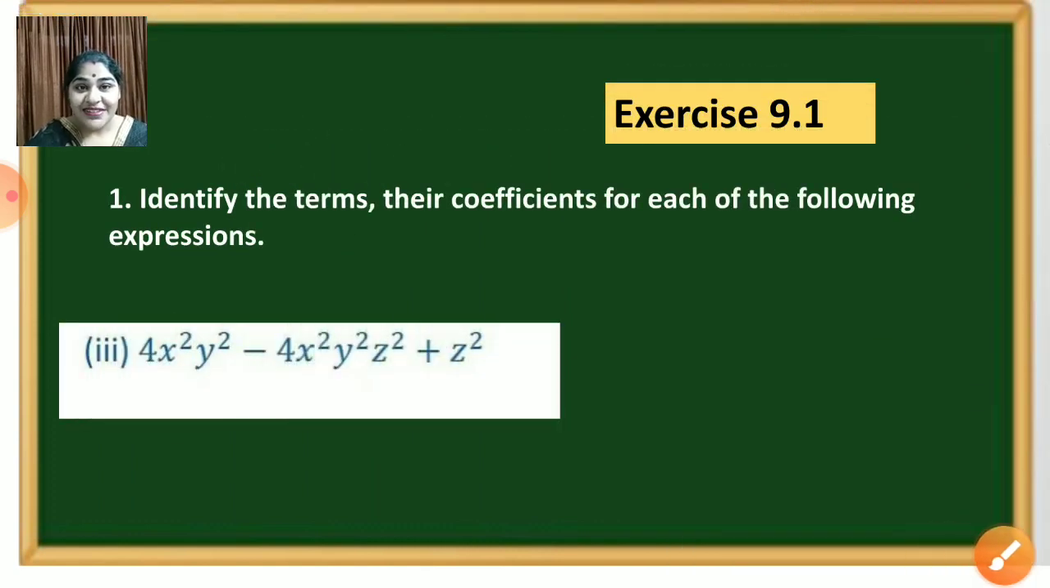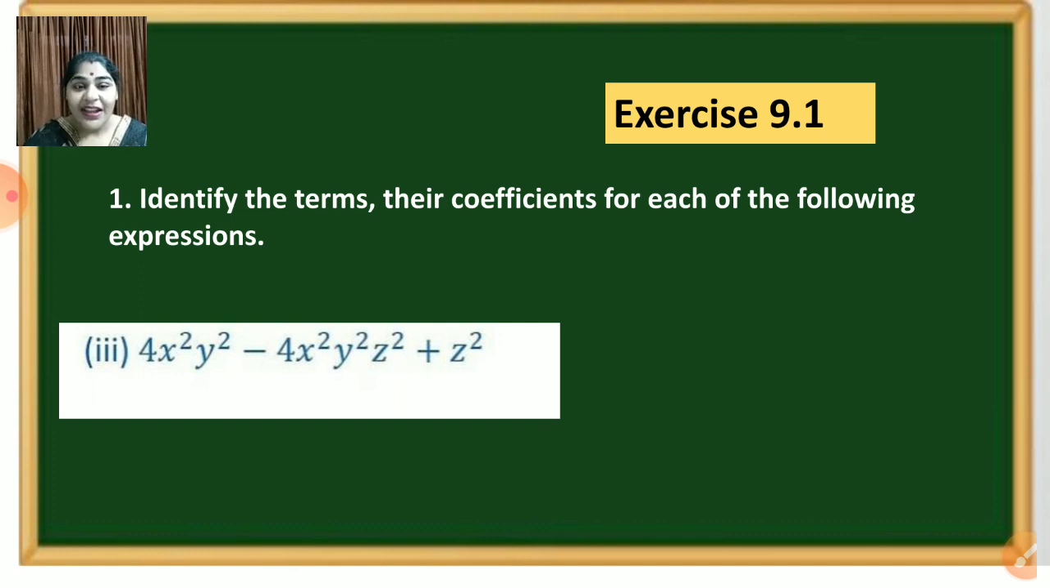So let us start with exercise 9.1. Depending on these concepts, today whatever we have seen, that is coefficient, factors and terms. So first question in exercise 9.1 is, children, identify the terms, their coefficients for each of the following expression. So as I said, you have to write the terms and their coefficients. So this is the third one, children, third bit in question number 1. That is 4x square y square minus 4x square y square z square plus z square.